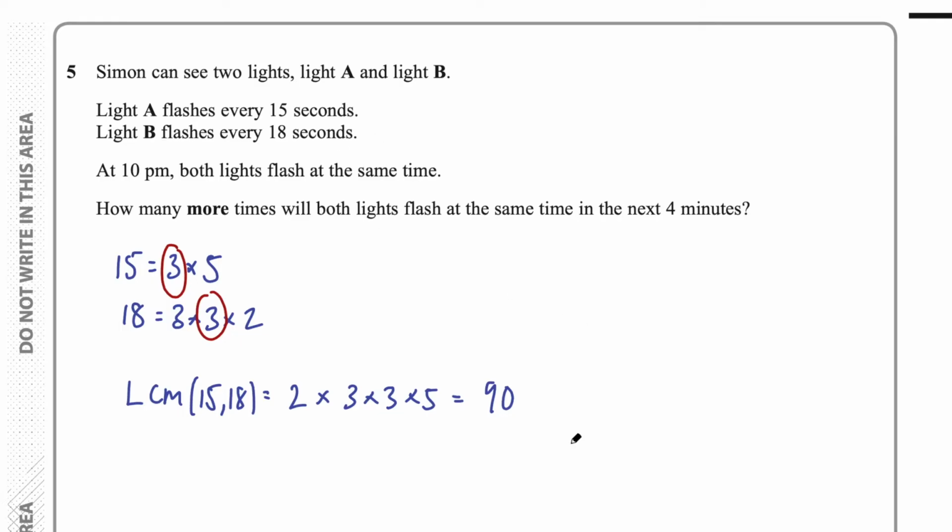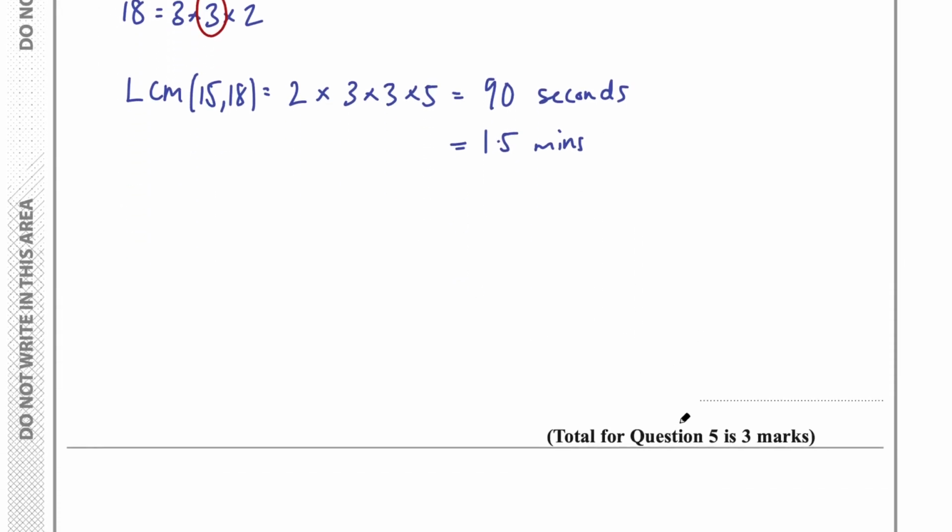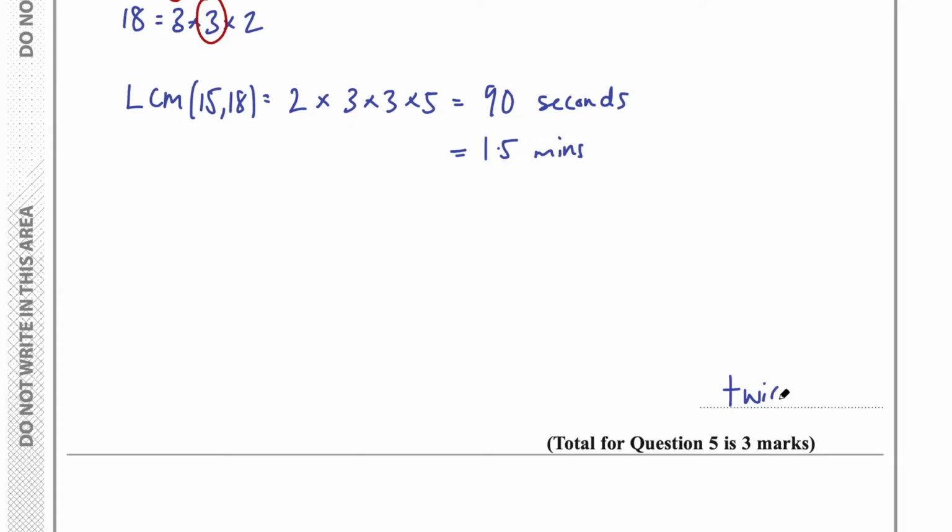And we're talking about seconds, so this is 90 seconds, or 1.5 minutes. So in 4 minutes, well, it would flash at 1.5 minutes, and then at 3 minutes, and then it wouldn't flash again in 4 minutes. So this is going to be twice for the answer to this question. Okay, that was question 5 for 3 marks.